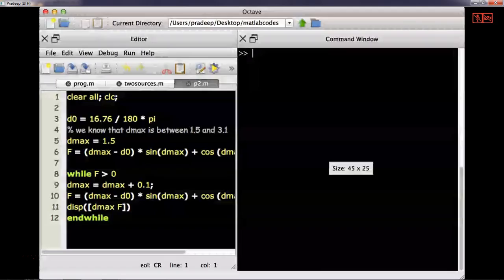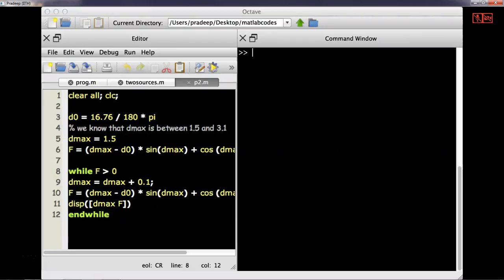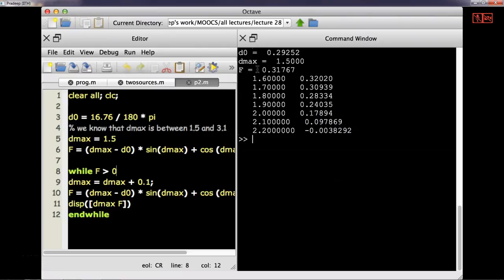Okay, so now you are able to see the same. So here it should be Dmax. So while the f value is positive, I'll run this. Now if I execute this, I'm getting this. 1.5 was the starting value, then 1.6, 1.7, 1.8, 1.9. The value is gradually reducing. You notice? And at the last, between 2.1 and 2.2, the value is changing from positive to negative. That means my answer is between 2.1 and 2.2. So that is how I can find out.